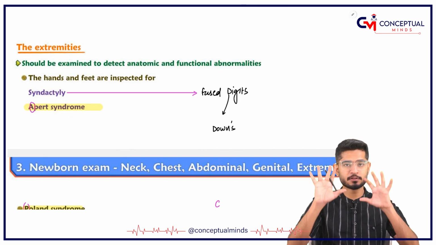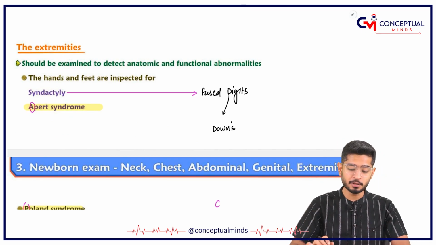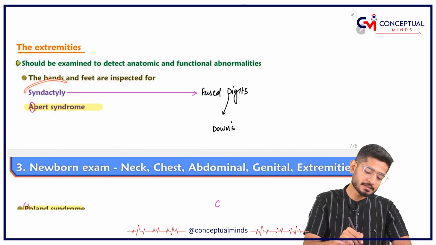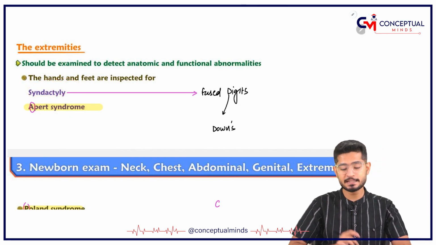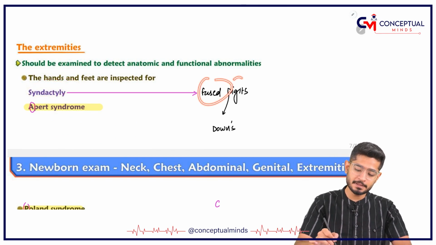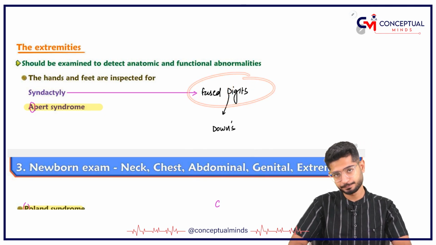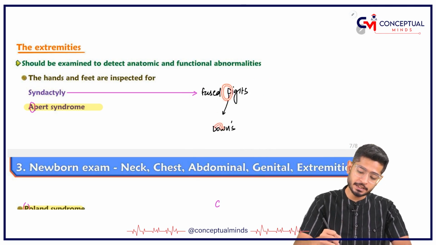So extremities, of course, the hand and the feet are very important. One abnormality is syndactyly. Syn means fused, dactyly means digits. So syndactyly means fused digits. And D for digits, D for nouns.